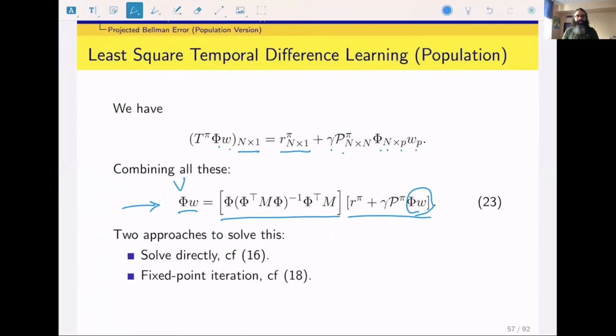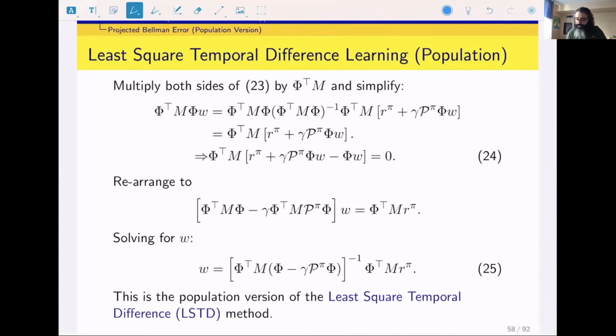Okay, so let's continue. We got to the point where we could write the fixed point equation for the projected Bellman operator in matrix form. So we can either solve it directly or use a fixed point iteration. Let's try to solve it directly, as a matrix, to get to a point where we do a matrix inversion.